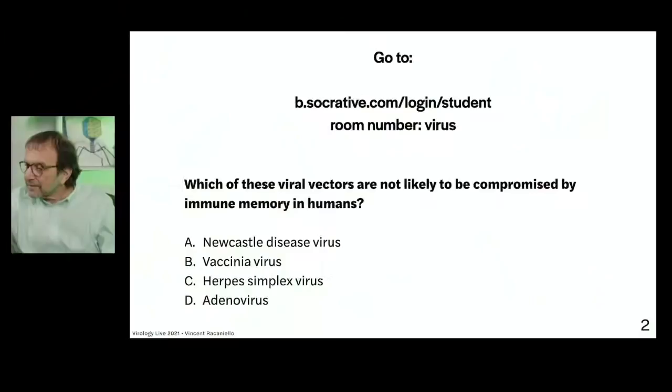Let's get back to the quiz. Only 43 out of 60. Did I show the results? What happened here? It didn't give an answer. Anyway, for some reason, it didn't show a green, but Newcastle disease virus is the right answer. Maybe I didn't have it in the quiz. That's an animal virus. It's not likely that humans are going to have been exposed, whereas vaccinia, less likely vaccinia, but more humans will be immunized. Herpes, of course, adenovirus. So, Newcastle disease virus, yeah. And I didn't turn on the slide as I did that. I'm very sorry. So, Newcastle disease virus is the answer.